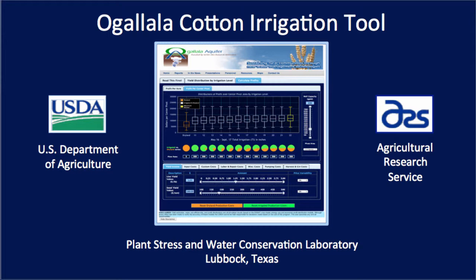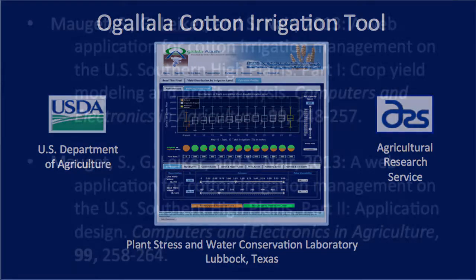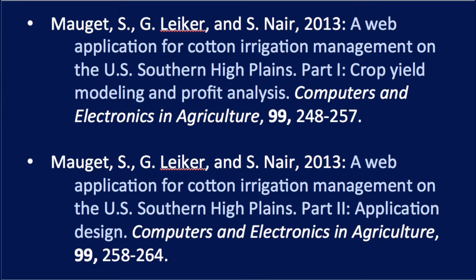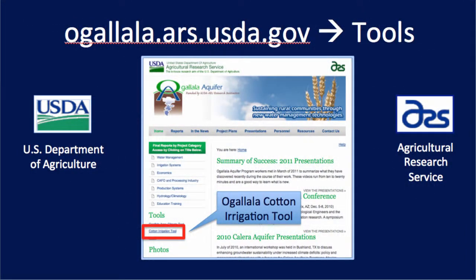Further details about the crop modeling and how profits are calculated can be found on the application's informational web page, or in 2 papers describing the application in Computers and Electronics in Agriculture. On the Ogallala Aquifer Project's webpage, the application can be accessed through a link under Tools on the left-hand side of the page.